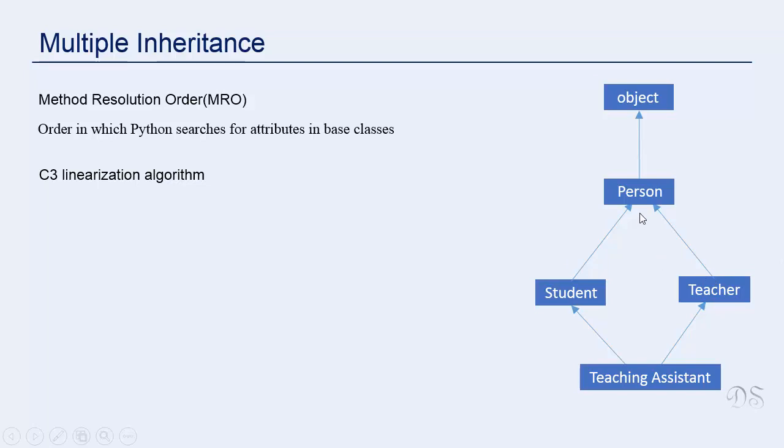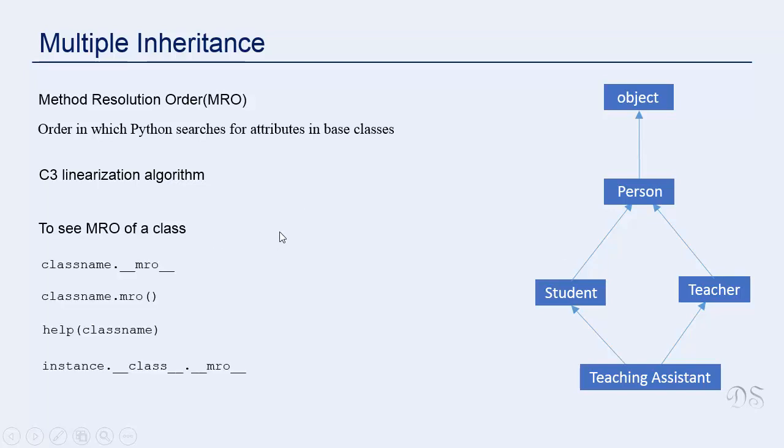For example, here the Person class can be reached in two ways. But it will be looked up only once in MRO. We can see the MRO for any class using the dunder mro attribute or the mro method or using the help function. If we have an instance and want to see its MRO dynamically, we can use the dunder class attribute. Now let us go back to IDLE.